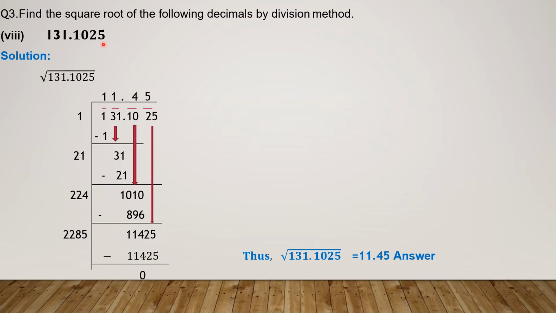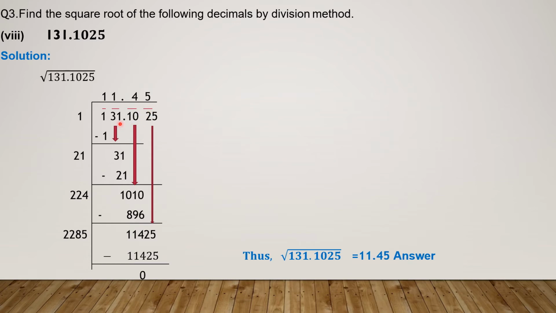131.1025. We have to find square root of this number. So we will write this number under the sign of square root. Now students, we will make pairs. First we will make pairs of our fractional portion. From where? From left to right. Right after this decimal point. This is our first pair and this will be our second pair.